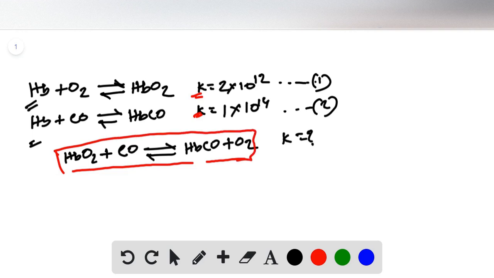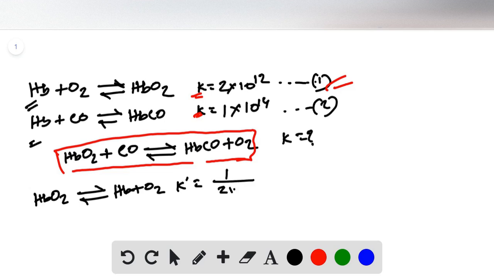So to solve this problem, let's first reverse the first equation, or equation one. By writing it reversely, you can write it Hb plus O2, and the equilibrium constant here, if we just let it be k prime as 1 over 2 times 10 to the power 12, it will give us a value of 5.0 times 10 to the power minus 13.